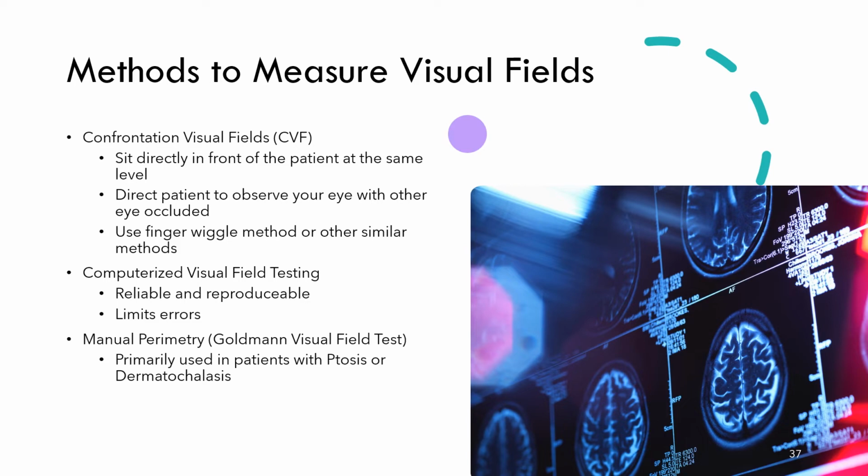Computerized tests like the Humphrey or the Octopus visual field provide a detailed assessment and are able to detect very early changes in retinal nerve fibers and a more precise delineation of a scotoma. Goldman perimetry is a manual test whereby scotomas are plotted on a special chart by hand. Manual perimetry is more commonly used in evaluating patients with complaints of heavy or drooping eyelids secondary to ptosis or dermatochalasis.